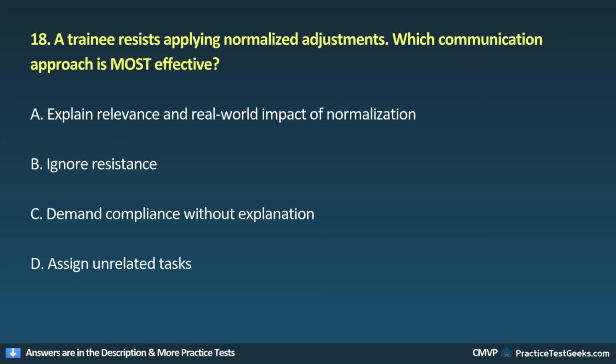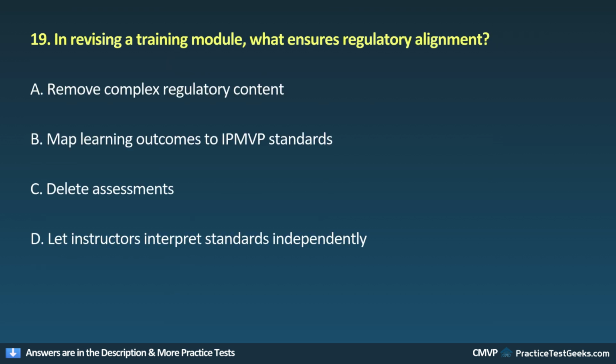18. A trainee resists applying normalized adjustments. Which communication approach is most effective? A. Explain relevance and real-world impact of normalization. B. Ignore resistance. C. Demand compliance without explanation. D. Assign unrelated tasks.